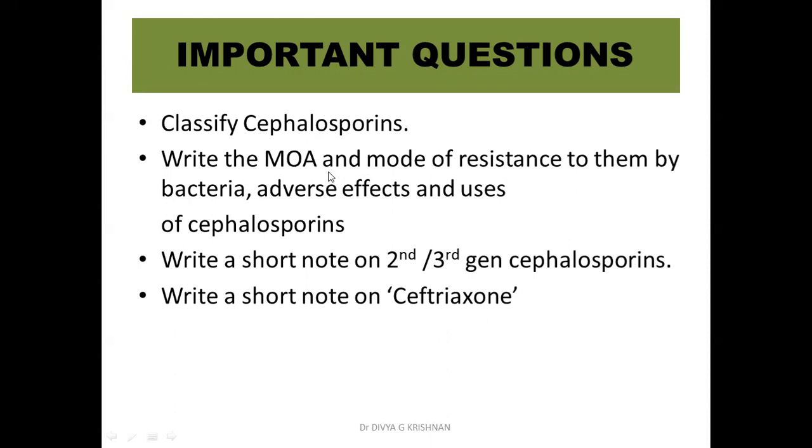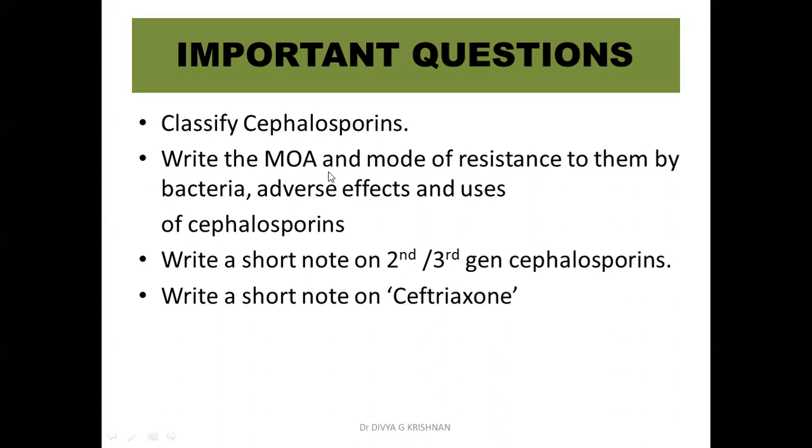Then what will you write? The mechanism of action, which is the same for all cephalosporins. Then you will write the mechanism of resistance, which is also the same for all the generations. Then you will write the spectrum, which I have separately given for second generation. Then you will write the adverse drug reactions, which are also commonly given in one slide. Then the uses: you will pick up only the uses where I have written second generation cephalosporin. The same thing you will do for third generation cephalosporin.